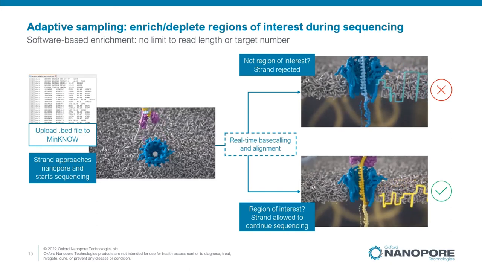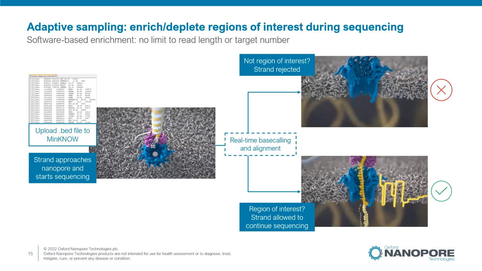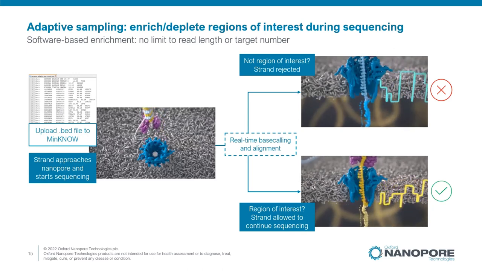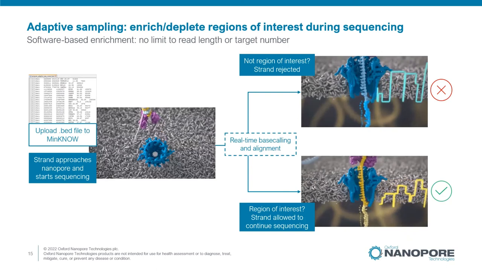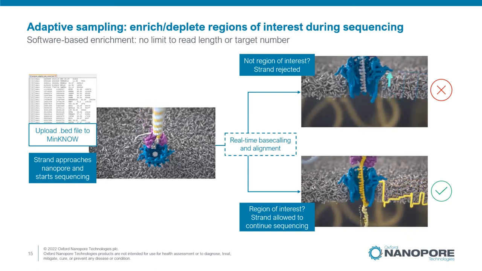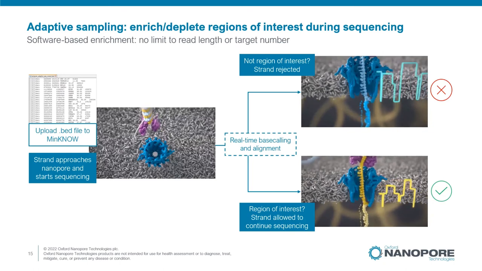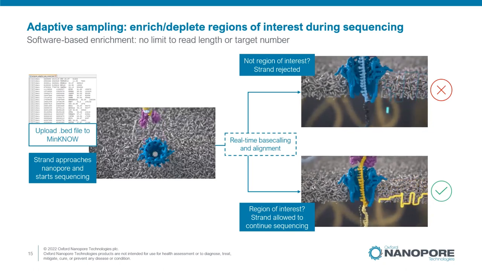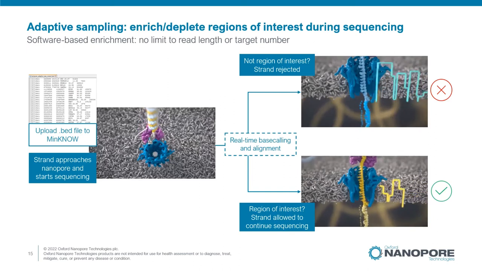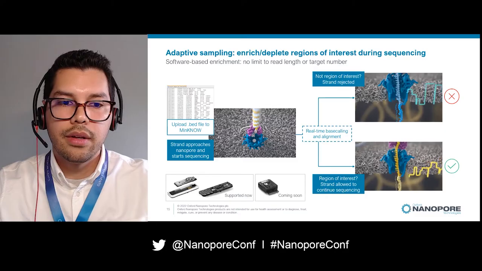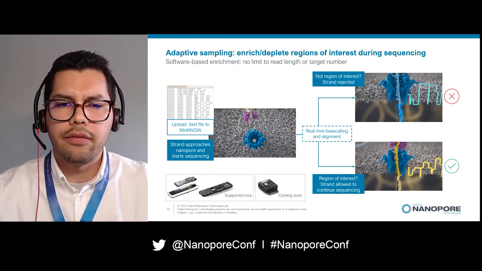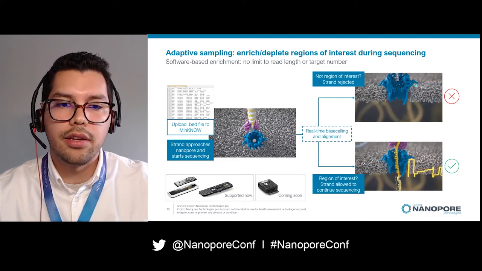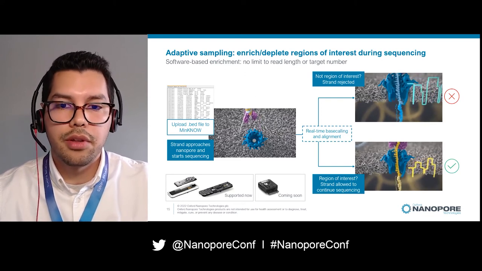either make no decision and allow the read to continue through the pore to get your sequence data, or it can reverse the voltage around that pore and flick out whatever that read is to reject it from sequencing and open up that pore for another molecule. So this sort of in silico enrichment method doesn't require any additional library preparation, and it's something that you can very easily enable when you're starting your run just through the MinION UI. So adaptive sampling is now available on MinION and Flongle flow cells integrated directly into the UI, and it will be coming soon to the PromethION flow cells as well.